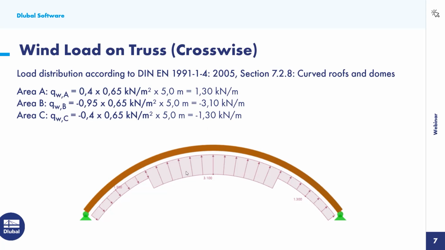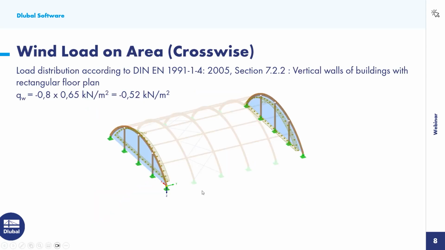Also, we will need to look at the benefit that we have in RFEM 6, that it was the area that we had on our gable supports, where we will calculate our load distribution according to DIN 1991-1-4, section 7.2.2 for vertical walls of buildings with rectangular floor plan, which will give us a load magnitude of 0.52 kilonewtons per square meter.